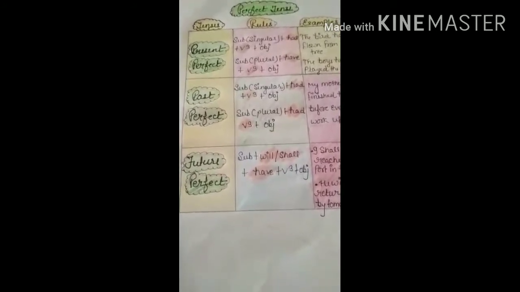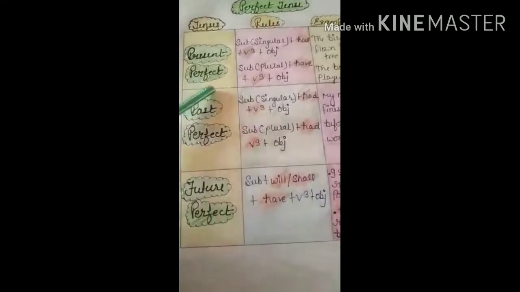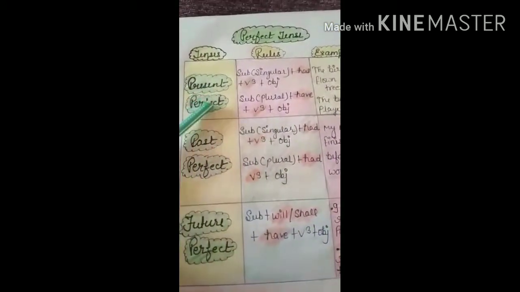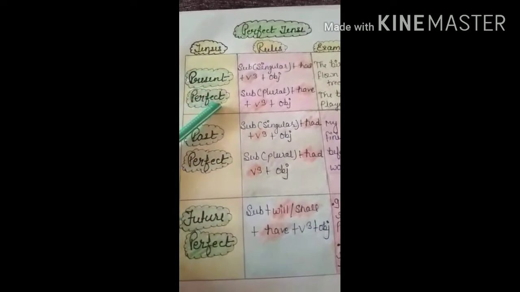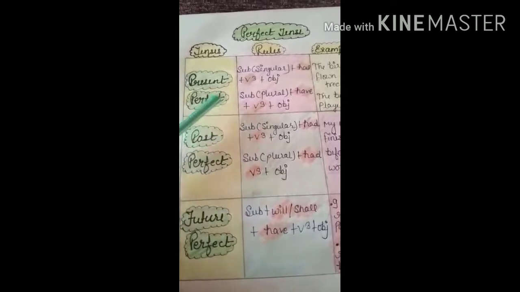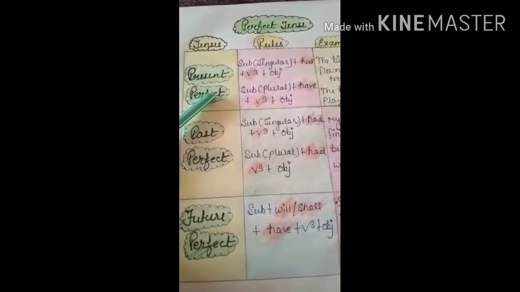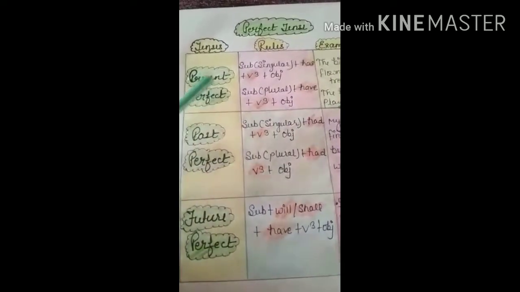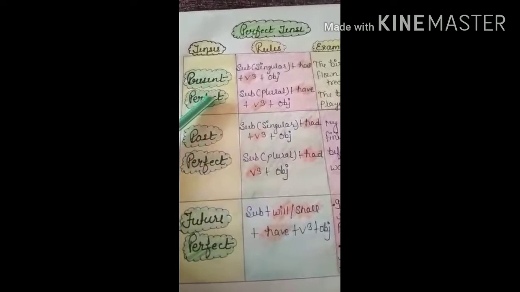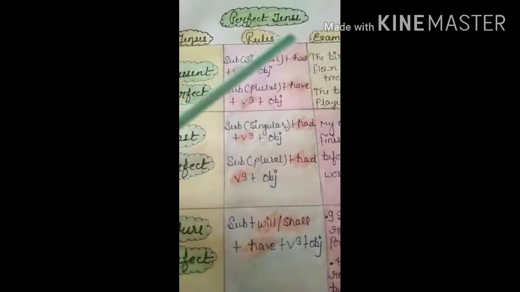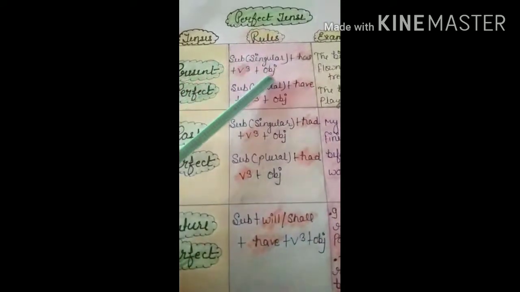First of all, we will discuss present perfect tense. Students, we use this tense for an action that has just finished and it is connected through its result with the present moment. Means the action has completed in the past but it is connected through its effect with the present moment. Here you can see its structure: subject plus has plus V3 plus object.